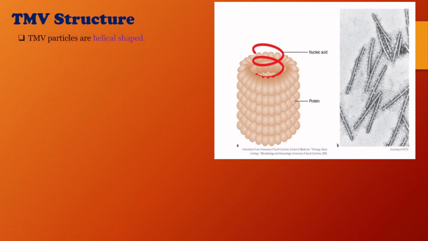The first property is that TMV particles are helical shaped. You can see a helical RNA structure. The dimension of this virus is 18 nanometers in diameter and around 300 nanometers in length. So these are very narrow, 18 nanometers in diameter and 300 nanometers long.